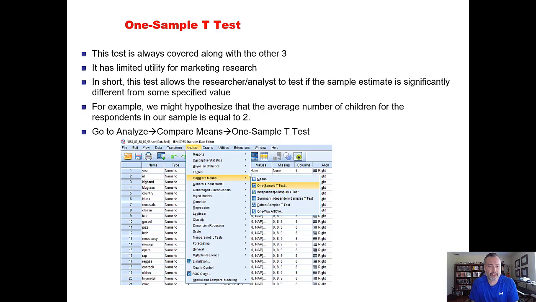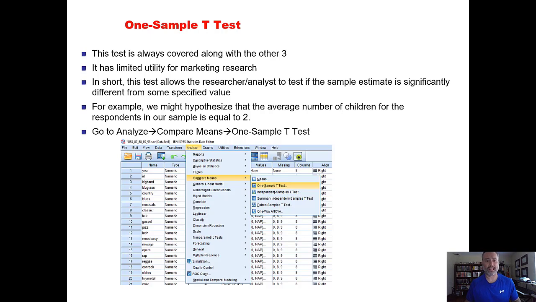And so I picked a variable that we have in here. We have the number of children in the household. And so you might hypothesize, just kind of off the top of your head, I wonder if the average number of children in a household in the United States in the time period 1987 through 89 was equal to 2. You might go, I think most people have, like, 2 kids, give or take a couple, right? And so that's what this test will help you to answer.